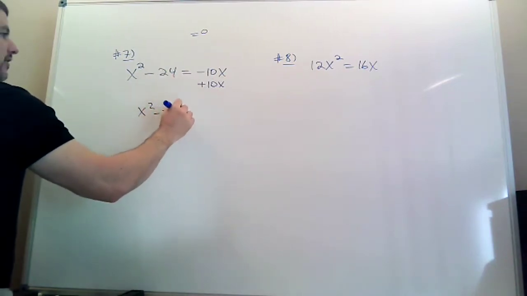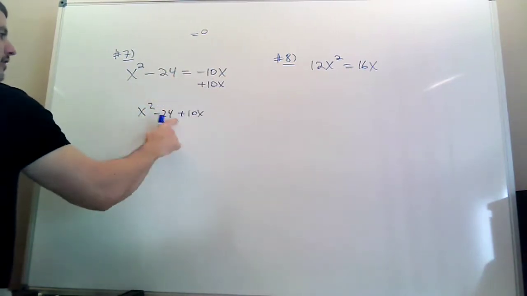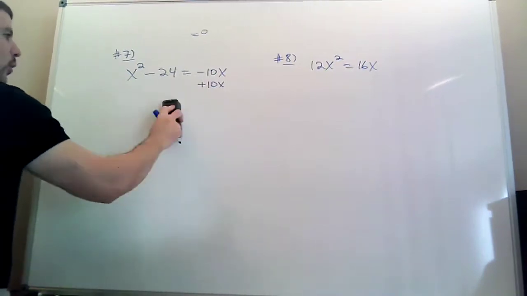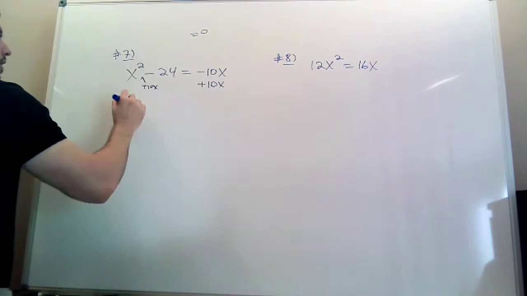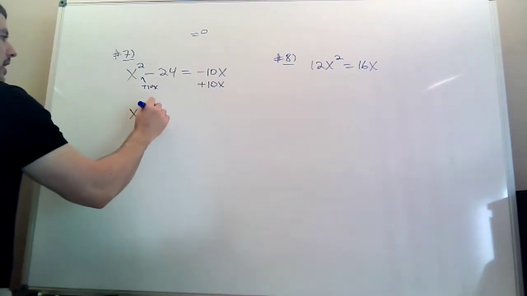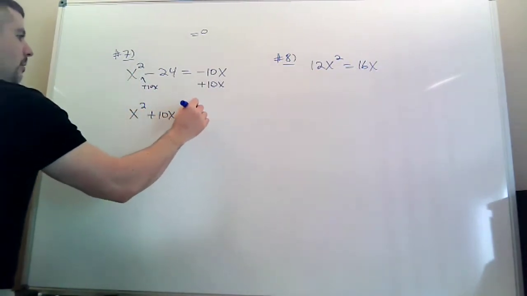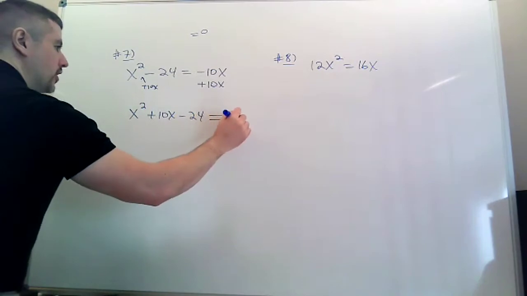This is nonsense. You don't write this. This is completely out of order. This is not the way that we do this. You have to put it in the middle. It has to go there. It has to be x squared plus 10x minus 24 equals 0.